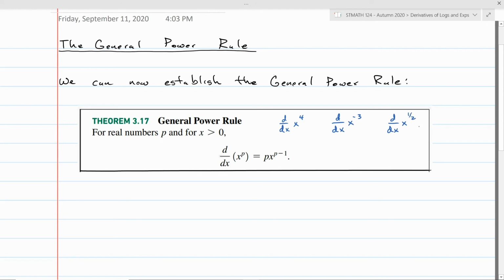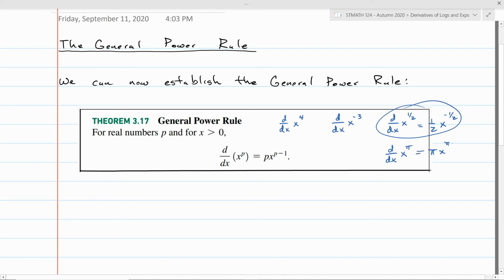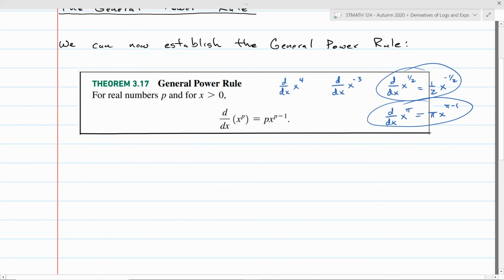Like, this would just be 1/2 x to the negative 1/2 using the power rule, right? But we didn't ever see why it worked for, say, fractional exponents, or something where the exponent's really weird, like x to the pi would be pi x to the pi minus 1. We never saw why it was true that we could get away with doing those weird exponents. But now we can see how we can make it work for any exponent. Let me show you why it works.